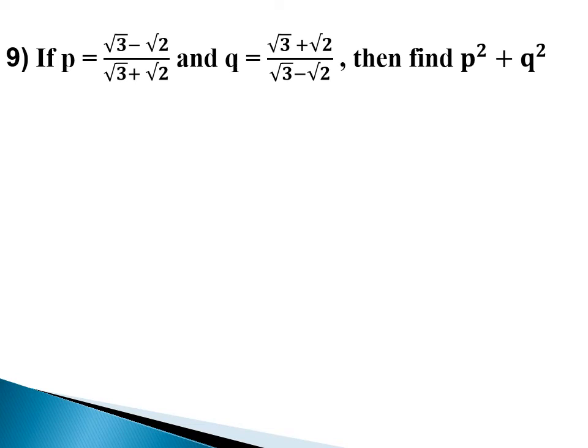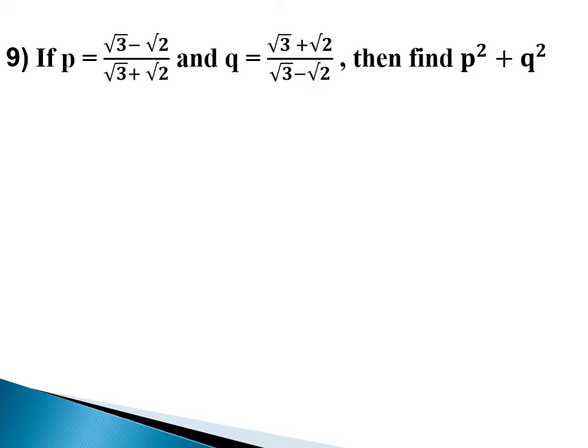The next level questions we can move. If p equal to root 3 minus root 2 divided by root 3 plus root 2, q is equal to root 3 plus root 2 divided by root 3 minus root 2. Same digits only, but only the signs are different. Find p square plus q square.